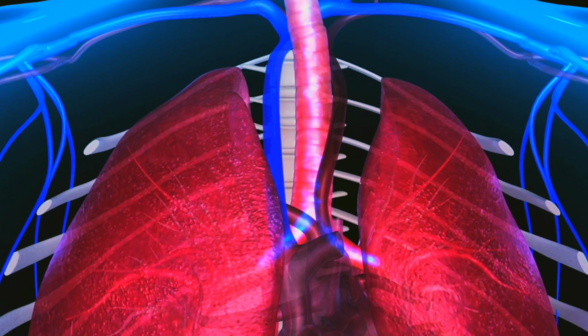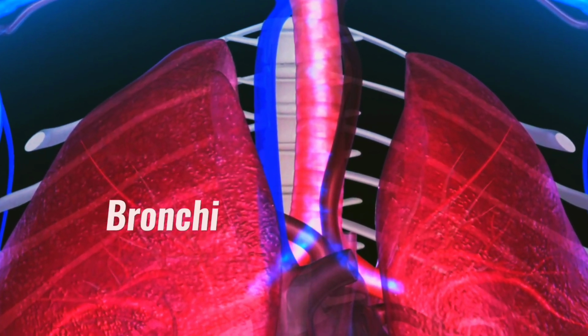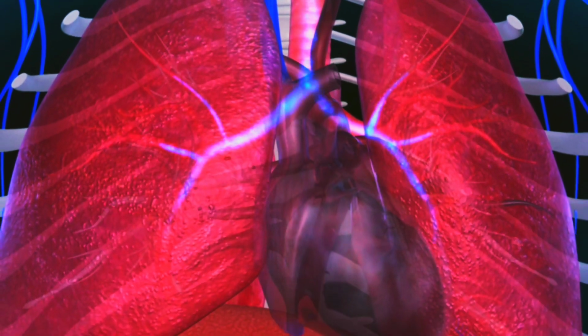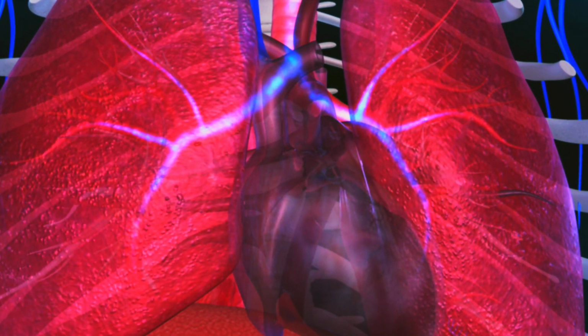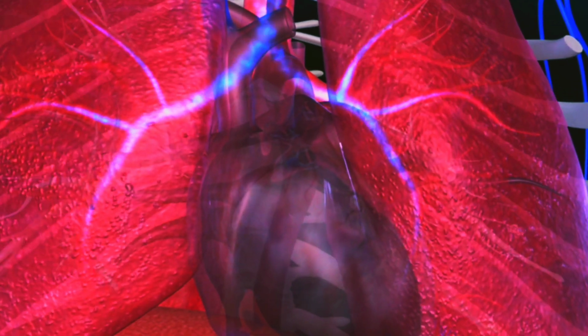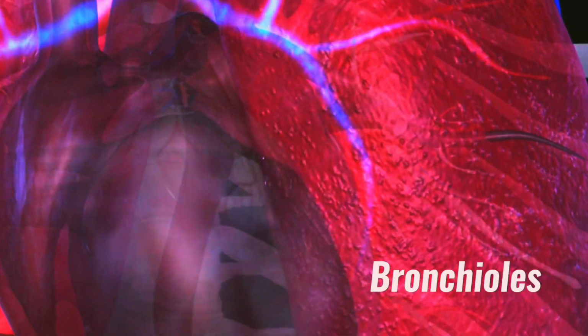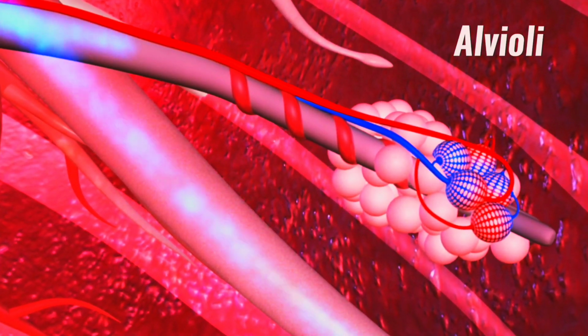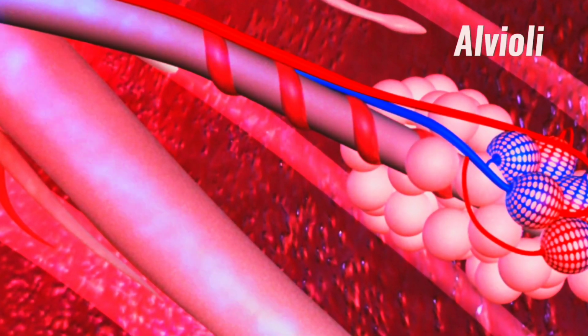The trachea divides into two smaller tubes called bronchi, which pass air into the left and right lungs. Once inside the lung, the bronchi split several ways, forming tertiary bronchi. These continue to divide, forming bronchioles, which are narrow tubes less than 1 millimeter in diameter. Eventually, air enters alveolar sacs and alveoli, where gaseous exchange takes place.